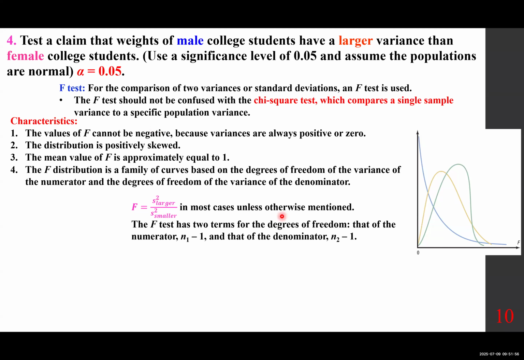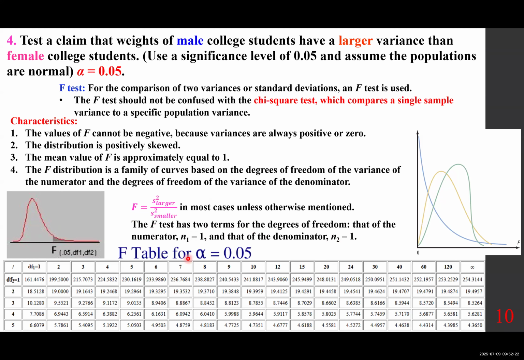In most cases, unless otherwise mentioned, the F test has two terms for the degrees of freedom: that of the numerator, n1 minus 1, and the denominator, n2 minus 1. Again, even if it's a different order, the one with the larger value of standard deviation or variance is the first group. Always remember that.